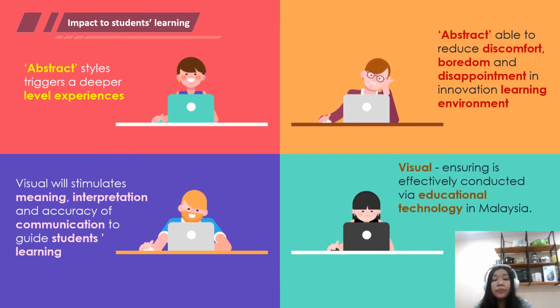Based on this project also, we found that visuals play an important role in stimulating the meanings, interpretations, and accuracy of communication delivered through educational games to guide or enhance student learning. Visual is another important element that should be considered during educational game development to ensure the effective conduct of educational technology in Malaysia for all our local students.